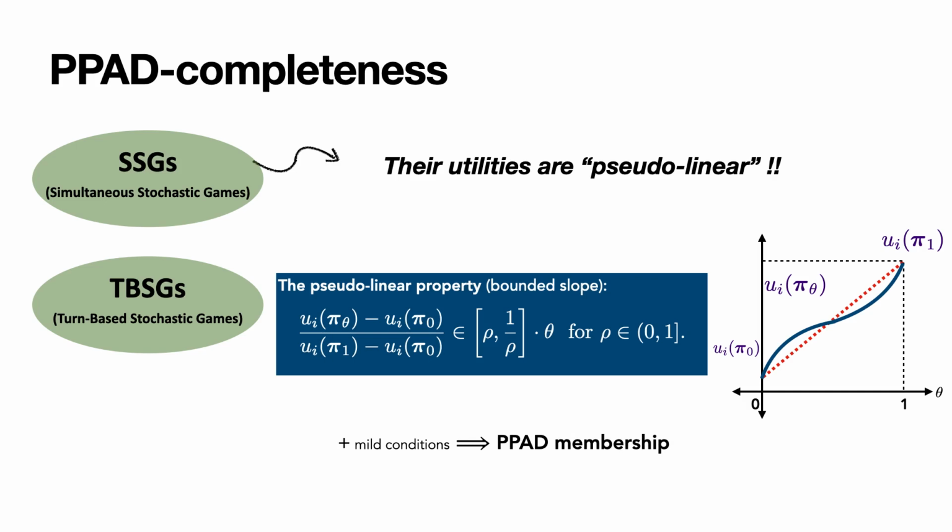Also, under mild extra conditions, this pseudolinearity suffices to show that the problem is not harder than general-sum normal form games, which lie in the PPAD complexity class.